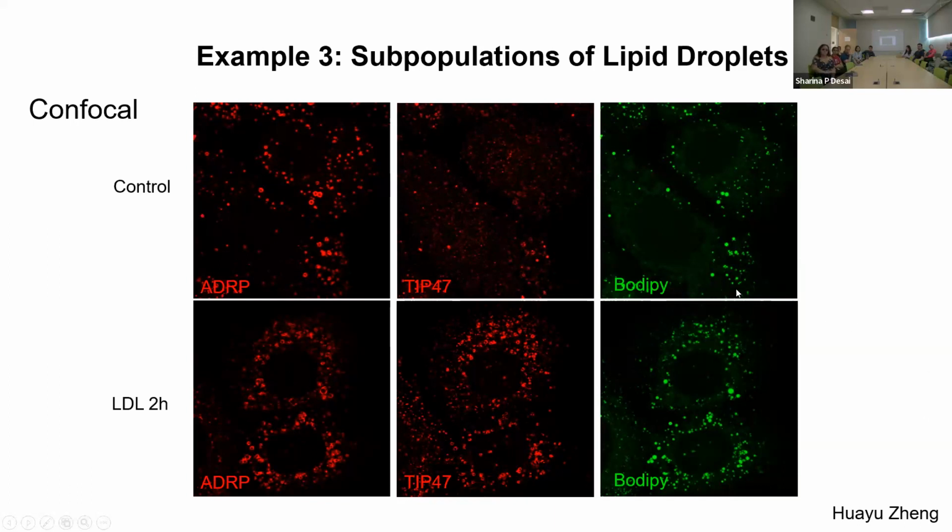And still, BODIPY is a dye I just talked about. So theoretically, these 3 signals should always colocalize together because they all stain the lipid droplet. But when we did this and used the confocal microscope to observe the slide, she found that after the treatment, TIP47 looks like it increased a lot. You see a lot of TIP47 signal compared to the control cells. However, ADRP doesn't really change much. So this is something really interesting. We don't understand why TIP47 responds to LDL treatment so dramatically, but ADRP doesn't.